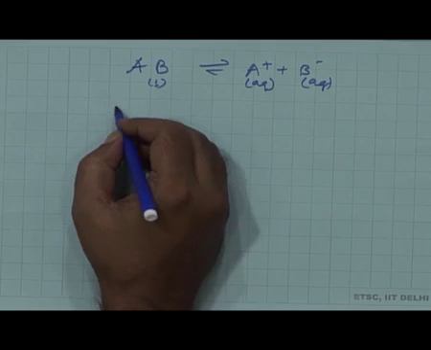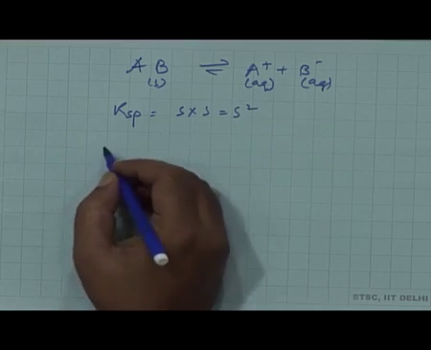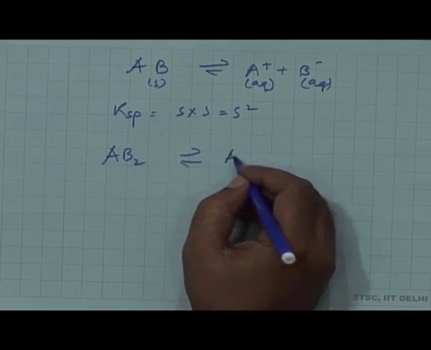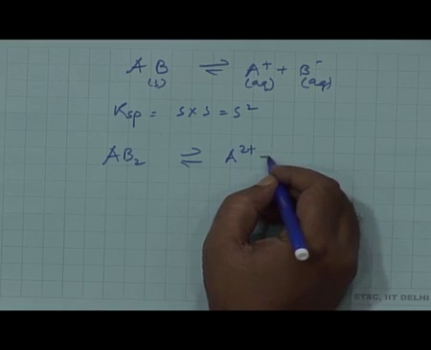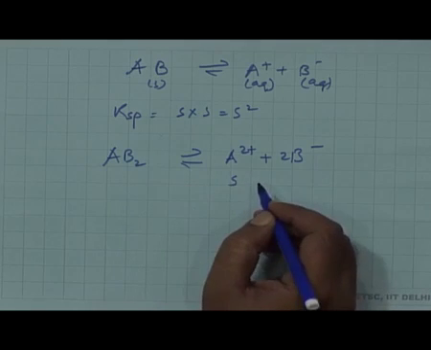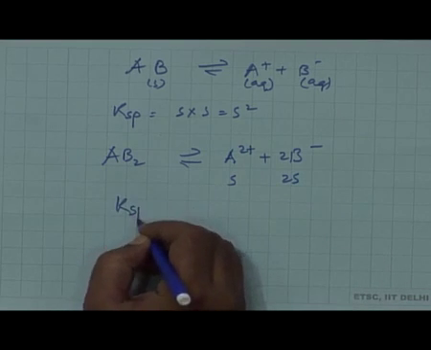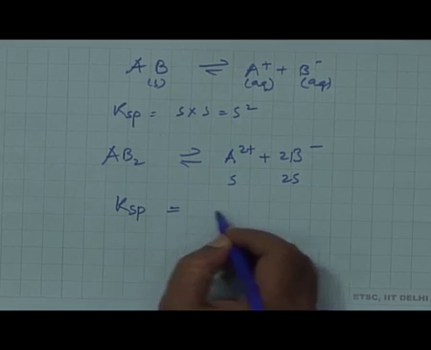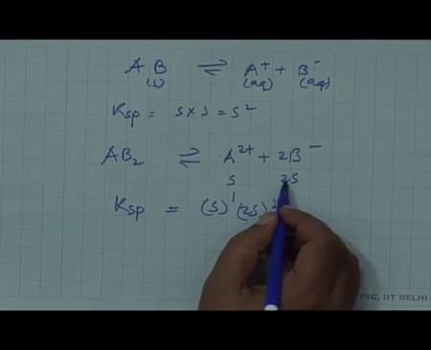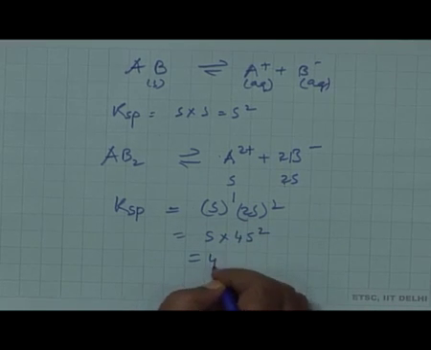This is solid, and in this case Ksp will be S into S, which is S square. For an AB2 type of salt, you have A2+ and 2B-. So if solubility is S, you are going to get S mole per liter of A2+ and 2S mole per liter of B-. So Ksp will be S power 1, stoichiometry is 1, into 2S power 2, stoichiometry is 2. So this is S into 4S square, which is equal to 4S cube.